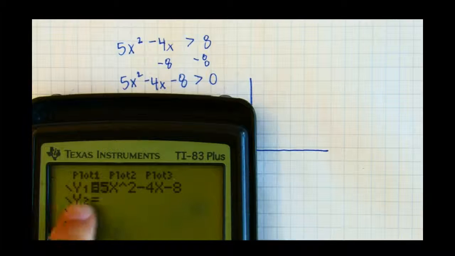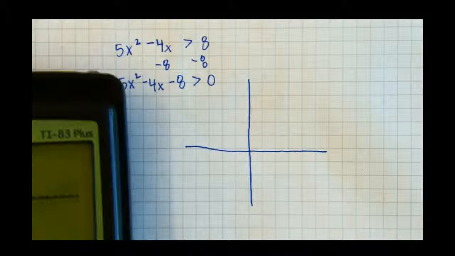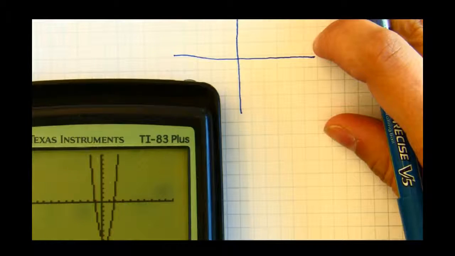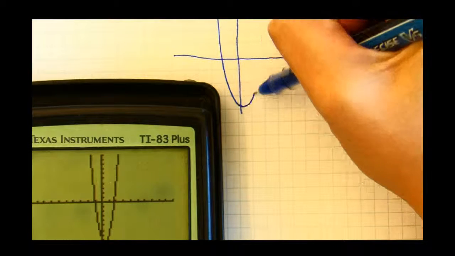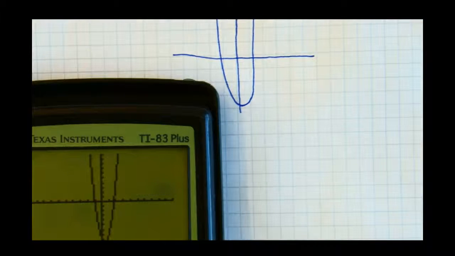Okay, so I've typed this whole equation into my y1. I'm going to graph it. Okay, so I've got this nice parabola. I'm going to sketch that onto my paper just so that I can visualize what this graph looks like while I'm solving. So it's kind of a narrower parabola than the first example. It looks something like this.